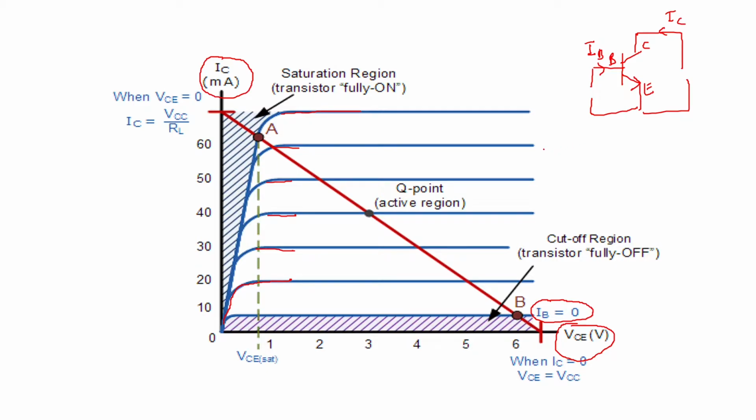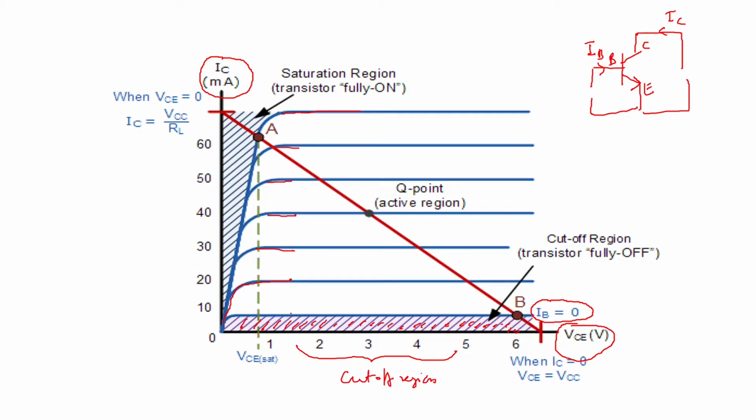So when input current is zero, there should be no flow of output current, but only a small leakage type of current flows, and that is why you get a very small negligible value here. Now this region, when the input current is zero, is called the cutoff region. So this is your cutoff region of the transistor.